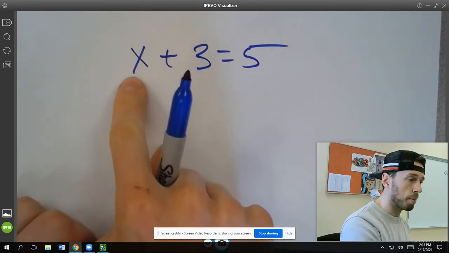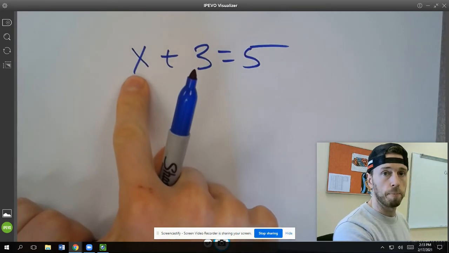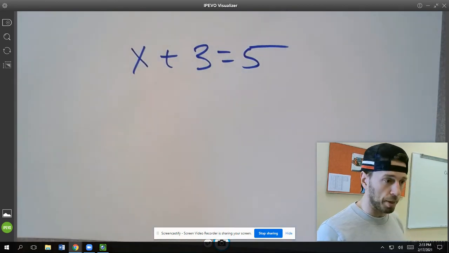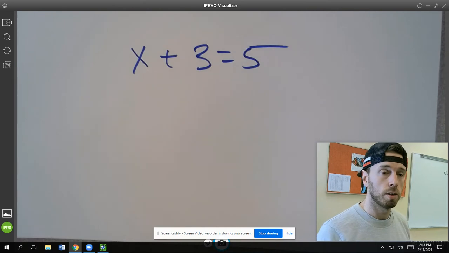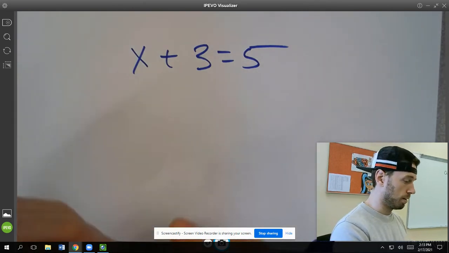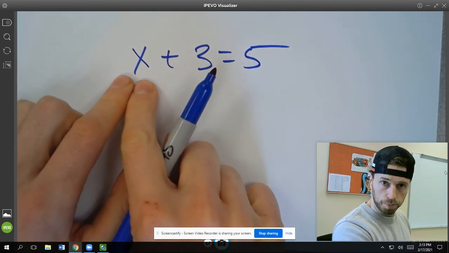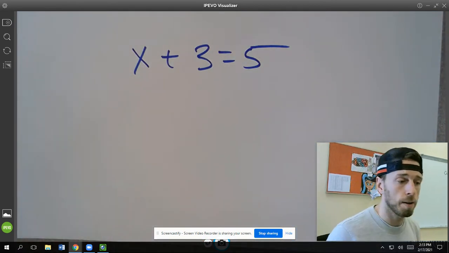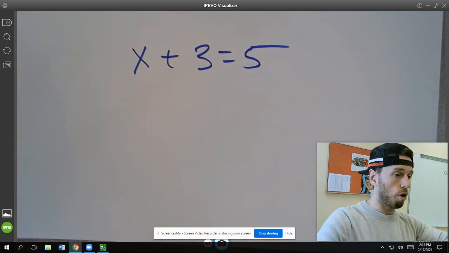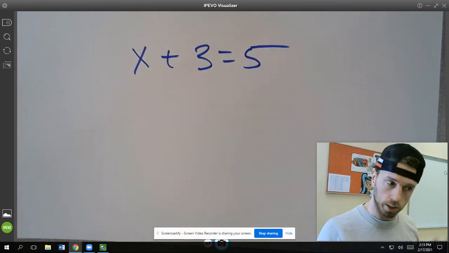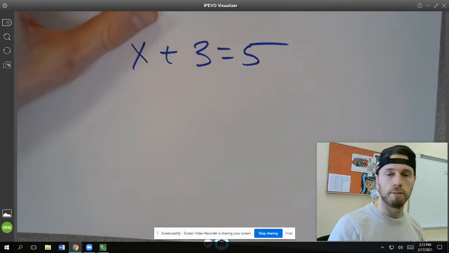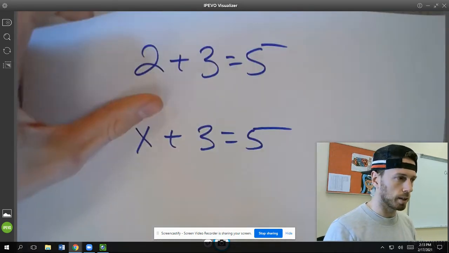There is only one number that could possibly go here that makes this statement true. And if you can figure out what that number is, then you have the answer to your equation. And this one, hopefully you know that mentally: something plus 3 gives you 5. You might already know that that's 2. But what I'm going to show you today is a way to solve all of these addition equations like this, without having to just do it with guessing or mentally.